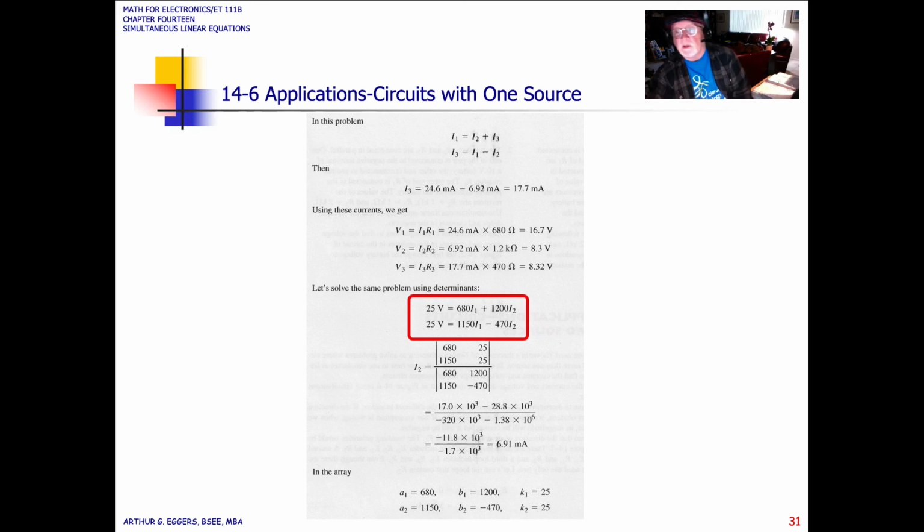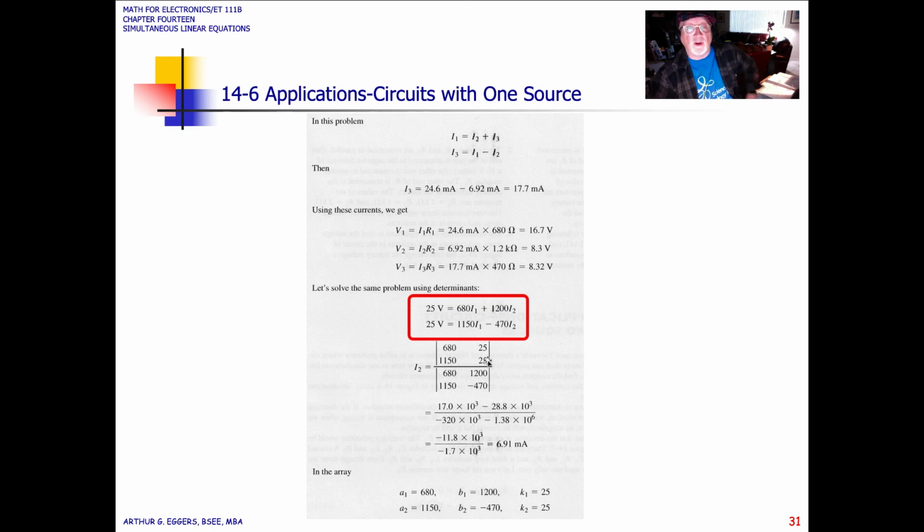Now, continuing from the previous video, we're going to take a look at the next step. It says let's solve the same problem using determinants. So we go back to our equations. 25 volts equals 680 by 1200, each of those related to the currents through those resistors R1 and R2. 25 volts equals 1150 I1 minus 470 I2.